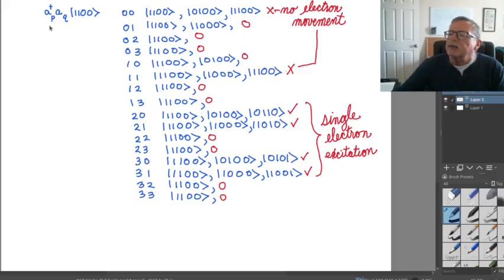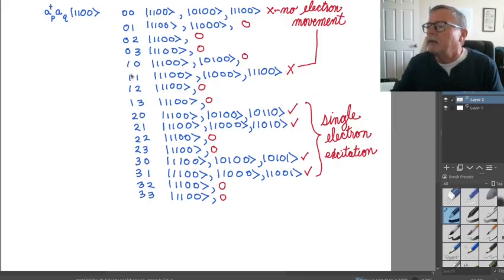I created this page to prove to myself how this annihilation and creation operators really work when we apply it to all these different states. Now each one of these combinations is a P and a Q. So here's 0, 0 all the way to 3, 3. Okay, let's get started.